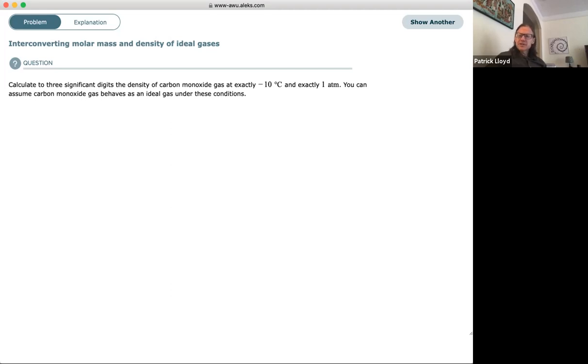And it turns out there's a relationship for the ideal gas law that relates the molar mass of a gas to its density. So let's take a look at that. Let's take a look at this relationship.